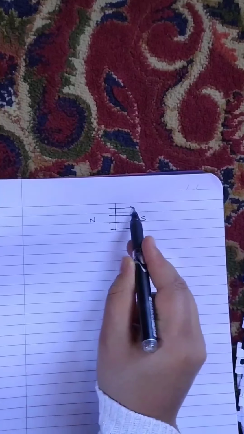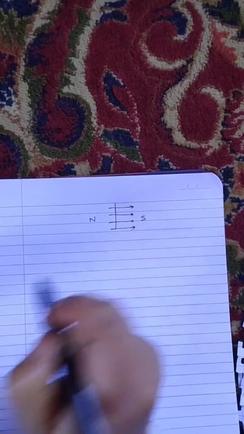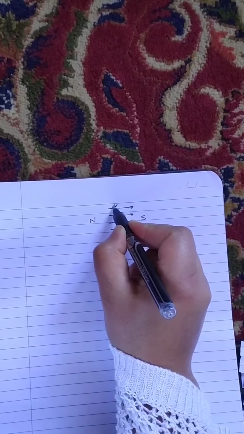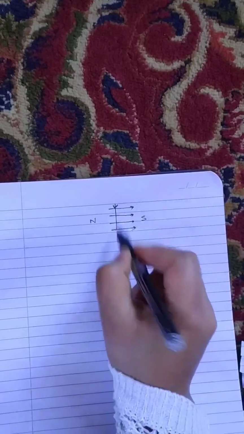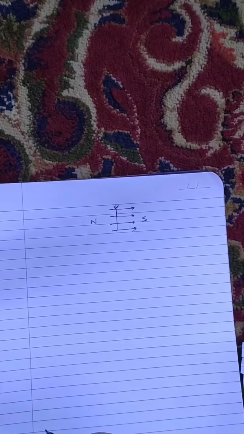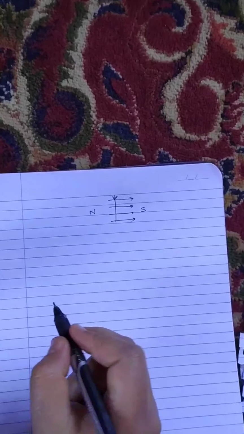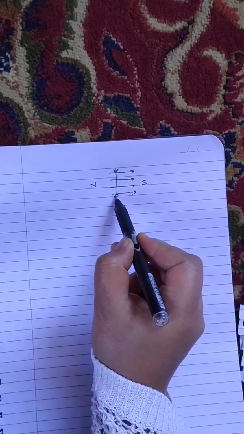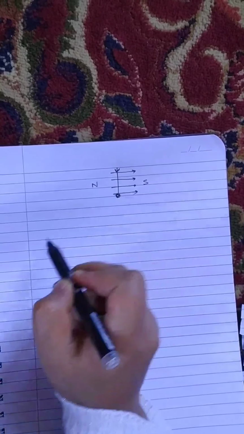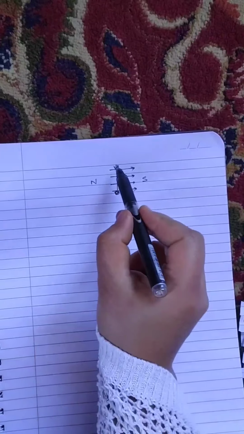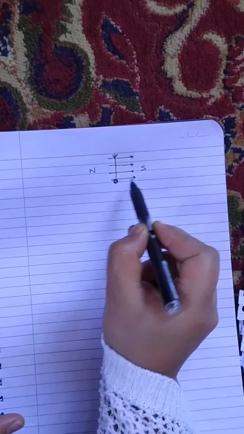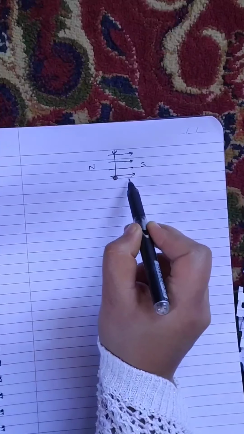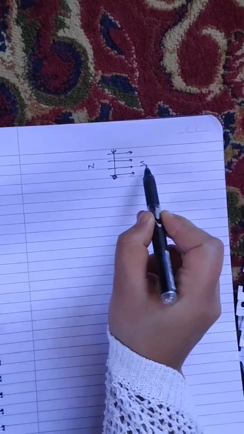This is the perpendicular direction of the current carrying conductor with respect to the magnetic field, and the direction of current through this wire is downwards. And now what happens to the force? In which direction will this current carrying wire deflect when it is placed perpendicular to the direction of the magnetic field? And the direction of the magnetic field we know is from north to south.